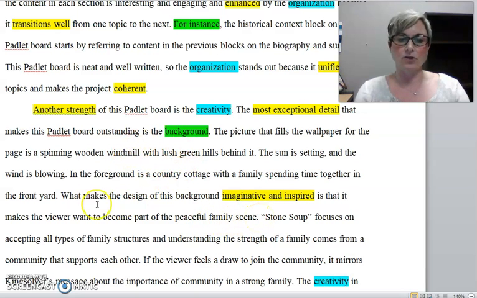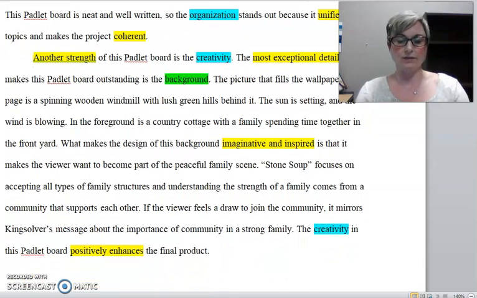So not only do we describe what the scene looks like and make it sound really inviting, we explain why that's positive for this particular story. It's all about family, and it makes us want to become part of that family. Stone Soup focuses on accepting all types of family structures and understanding the strength of a family comes from a community that supports each other. If the viewer feels a draw to join the community, which is what was created in the visual image according to this student, it mirrors Kingsolver's message about the importance of community and a strong family.